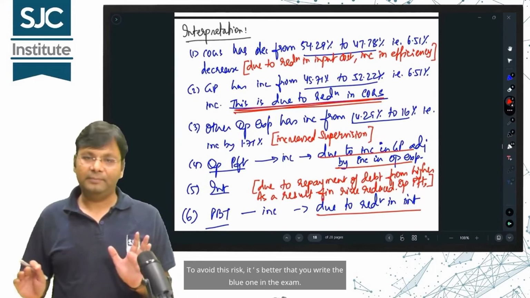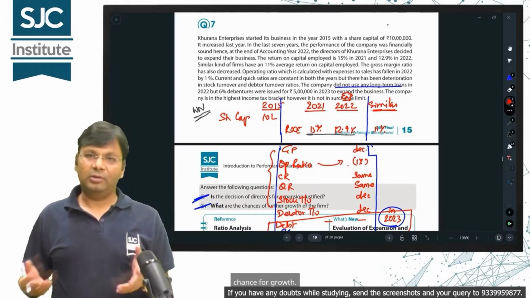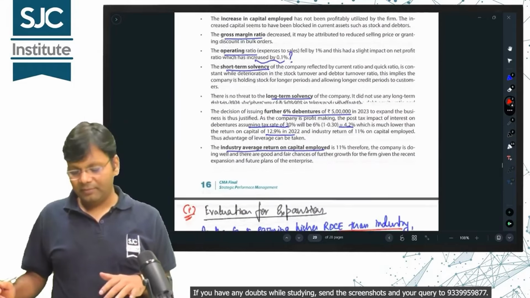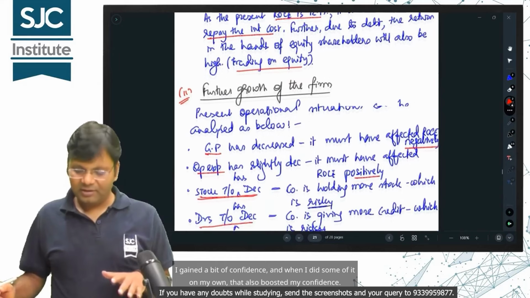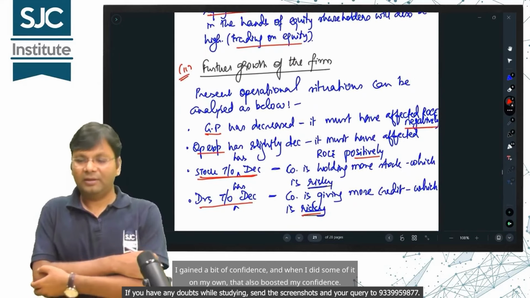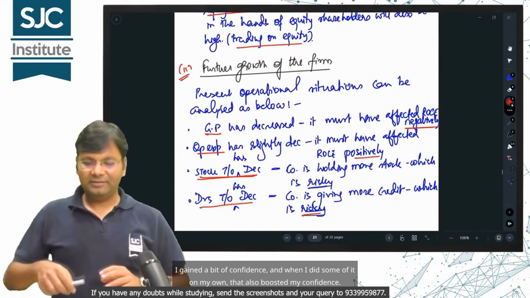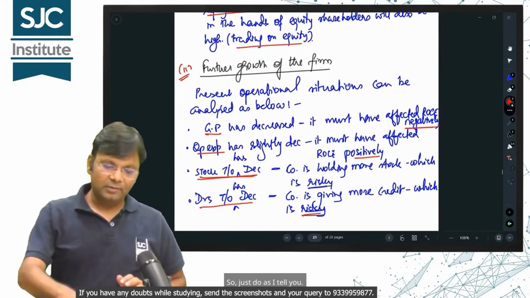After this was question 7, where you had to decide whether to go for expansion or not, and if there is a chance for growth. There was a ratio given. So, by interpreting the ratio, we understood the situation that expansion should be done and there is also a chance for growth. I gained a bit of confidence, and when I did some of it on my own, that also boosted my confidence. So, just do as I tell you.